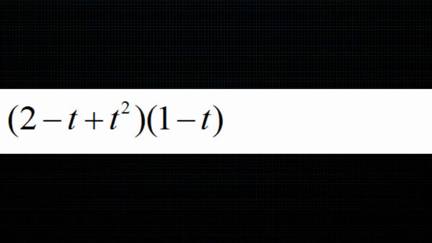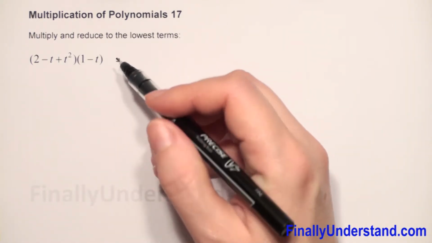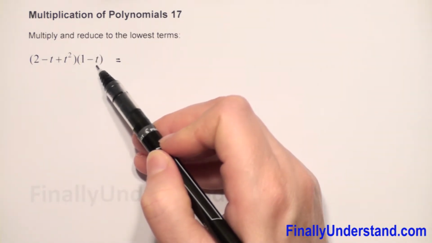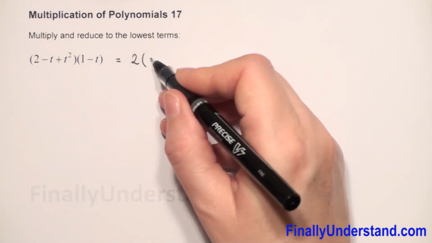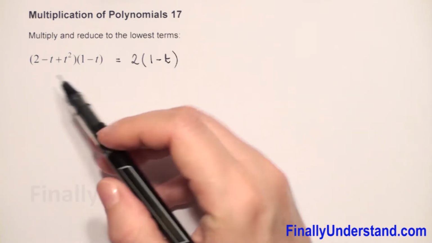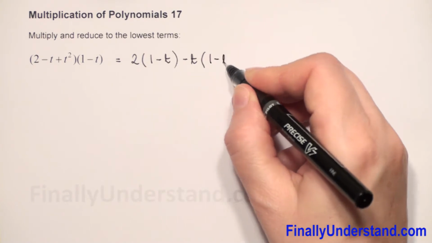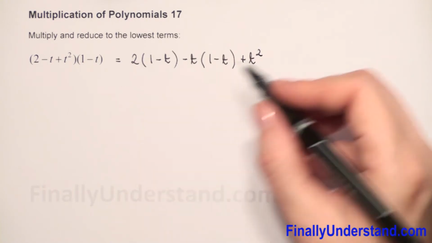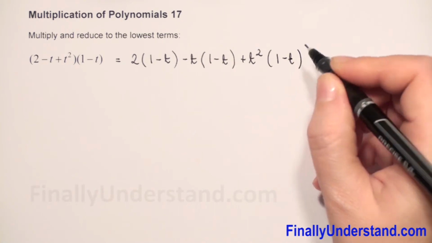We have multiplication of a trinomial times a binomial, because we have 3 terms and 2 terms. And how do we do this? We have to multiply every term in the first parenthesis by every term in the second parenthesis. So first we have 2 times this whole term in the second parenthesis, so 1 minus t. Next we have negative t, we copy, and we have to multiply by 1 minus t, and the last term is plus t squared times the whole expression in the second parenthesis, 1 minus t.